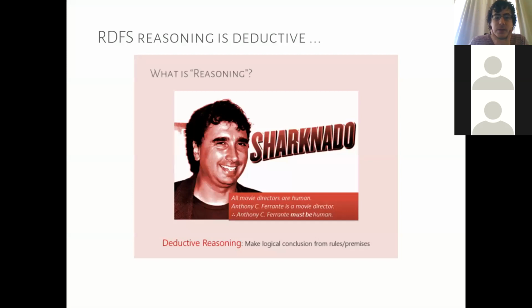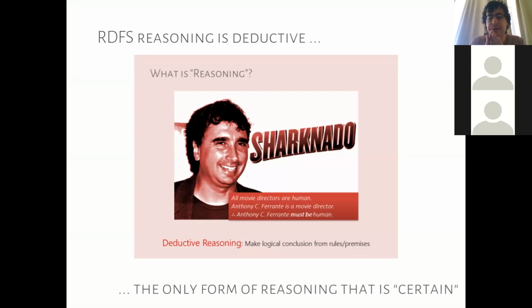Okay, so when we talk about reasoning, mostly in this course, or almost exclusively, we will be referring to deductive reasoning, this idea of making logical conclusions that are certain if we assume the premises, the rules, to be true. So it's the only form of reasoning that is certain in that sense.